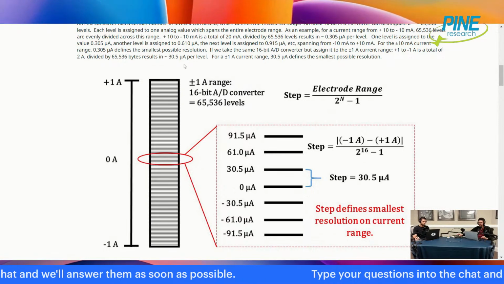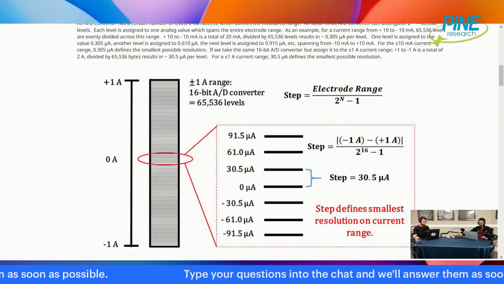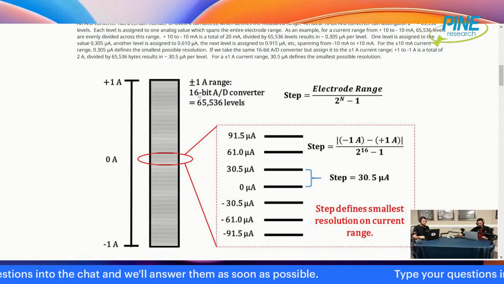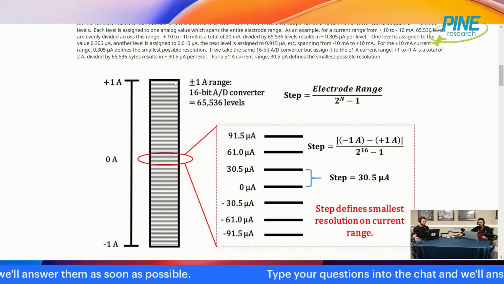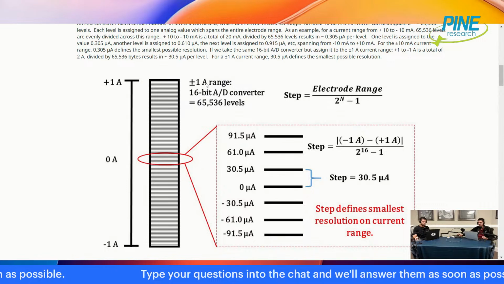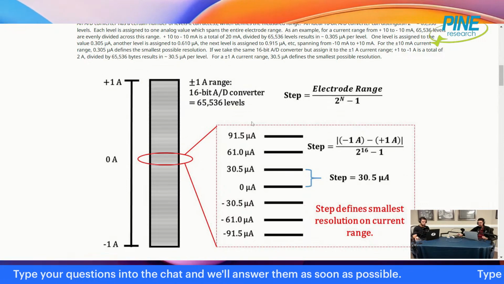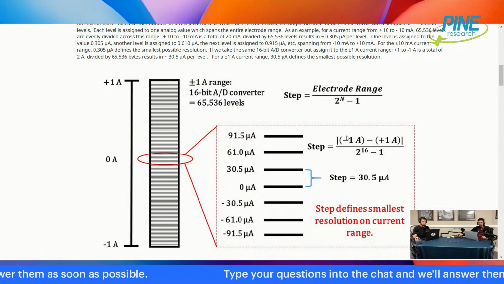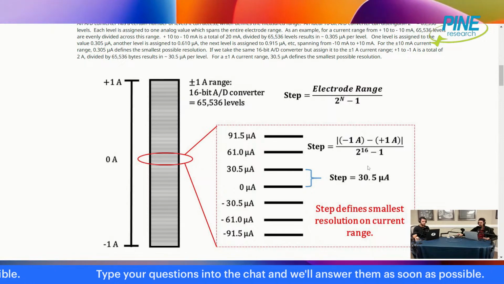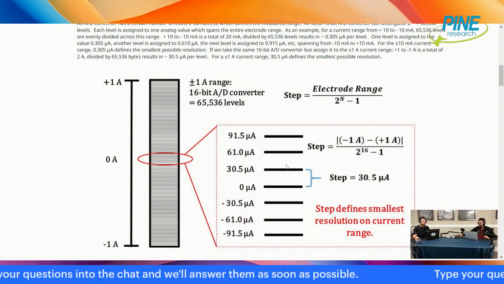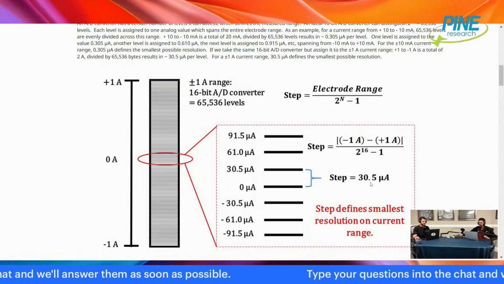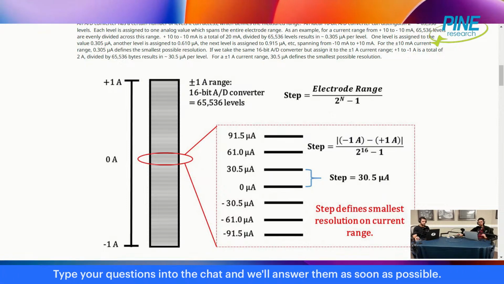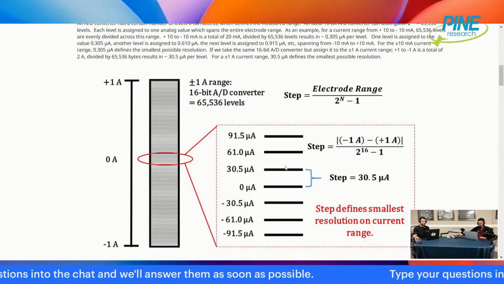So if you have a 16-bit analog to digital converter, that's 2 to the 16 different levels, or I can almost think of them as memory, where a current value is assigned to them, and that determines the range. So for a plus minus 1 amp range, it's a span of 2 amps. If you divide that by 2 to the 16 minus 1 for a degree of freedom, you end up getting a step of 30.5 microamps, which defines the highest resolution that you can measure with this particular current range.